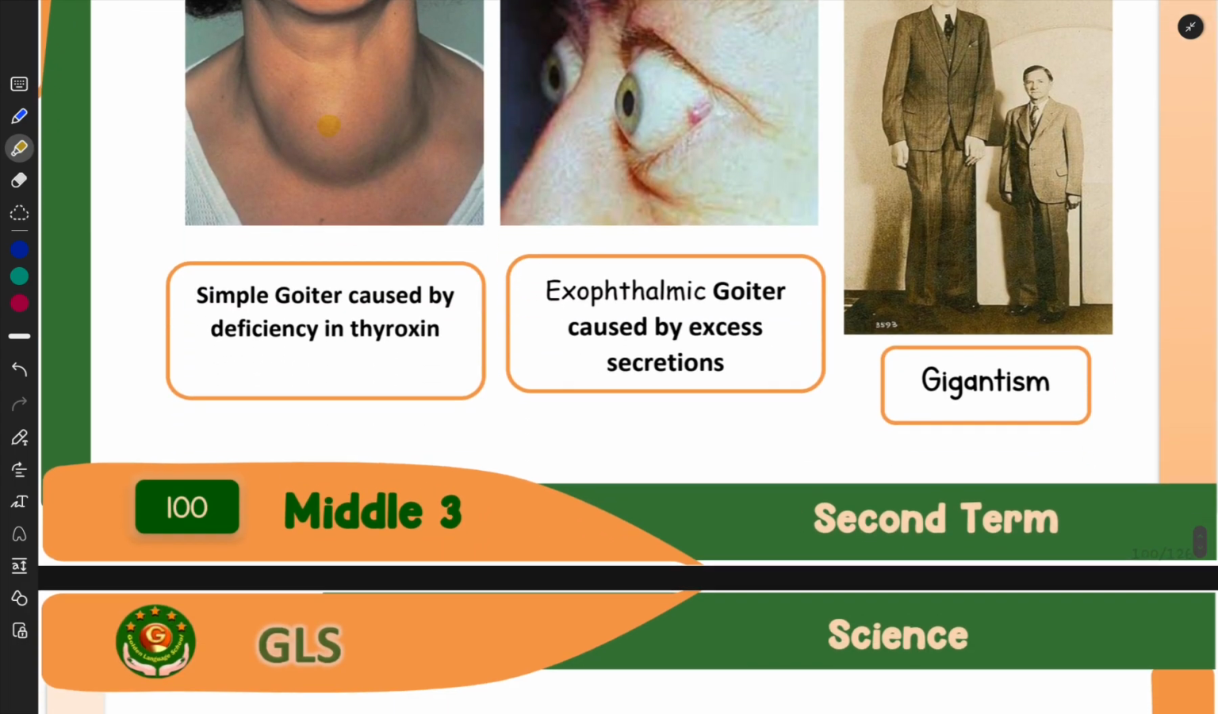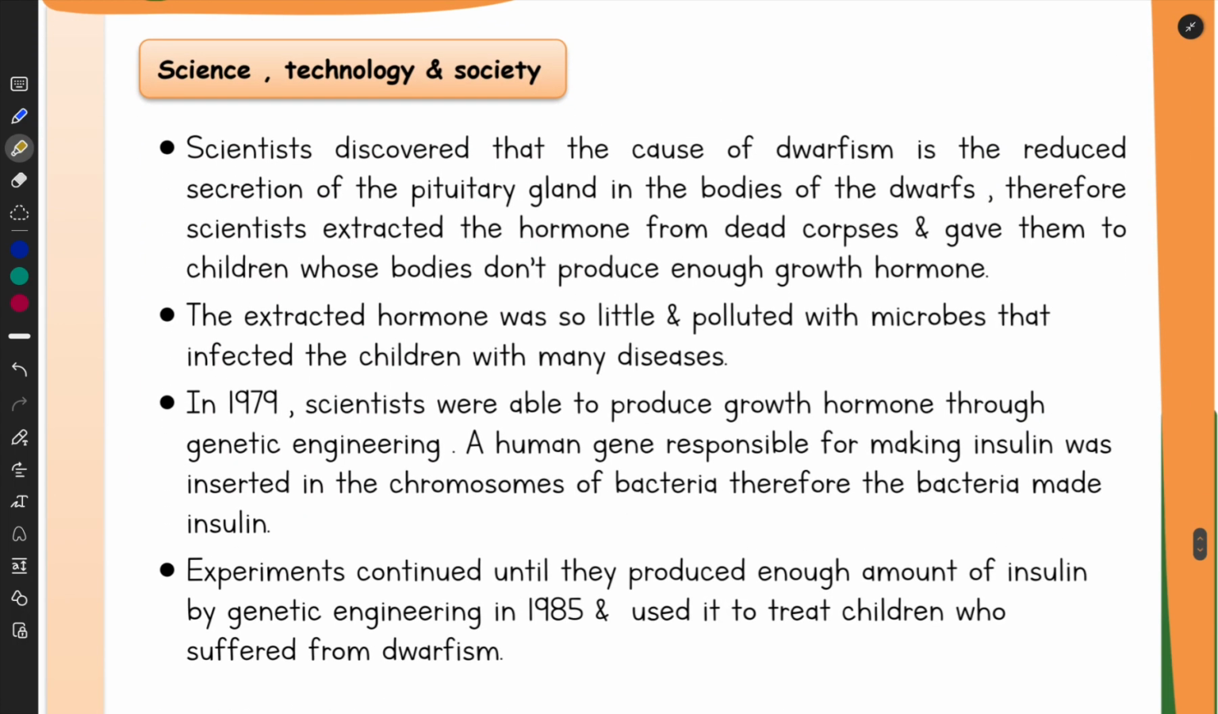You can see them. Okay, science, technology, and society. Of course, science is related to technology and also related to society. Scientists discovered that the cause of dwarfism is reduced secretion of the pituitary gland in the bodies of dwarfs. Therefore, the scientists extracted the hormone from dead corpses and gave it to a child whose body did not produce enough growth hormone. The extracted hormone was so little and polluted with microbes that it infected the children with many diseases.